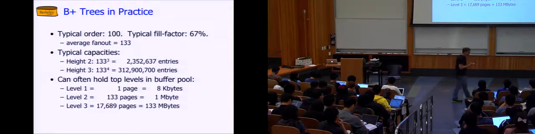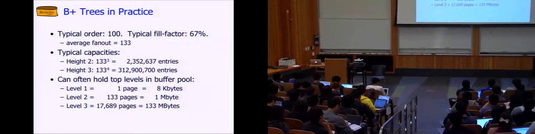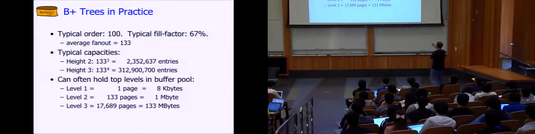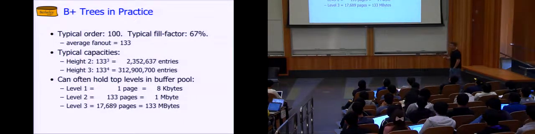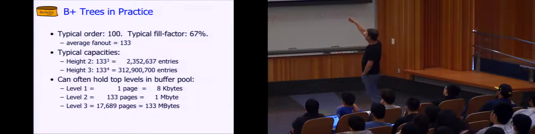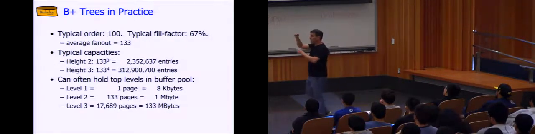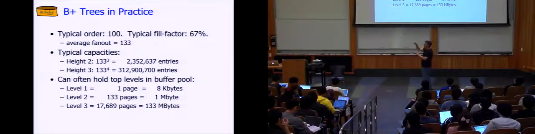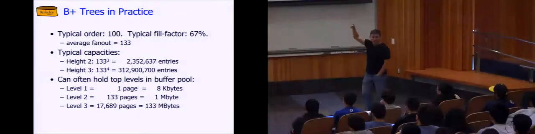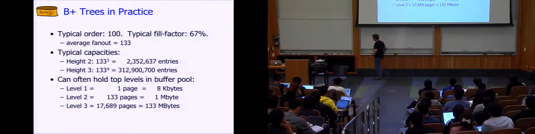Typical fill factor, the same argument applies that we talked about last time, usually about 2/3 full after a sequence of insertions and deletions randomly. So average fan out, let's say, is 133 in one of these B trees, circa 2,000. So typical capacity, just do your arithmetic. A height 2 B tree, 133 cubed, because we're going to get the root, the level below it, and the level below that. That's 2 IOs. Height 2 is going to be 2 million entries. That's a big number.